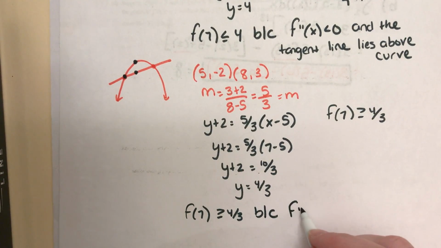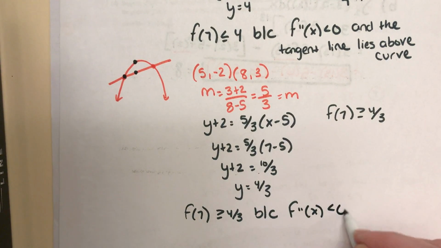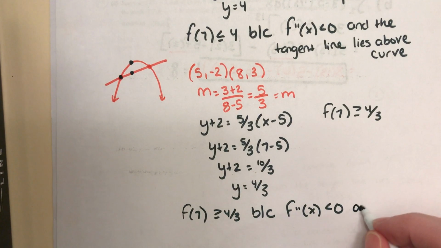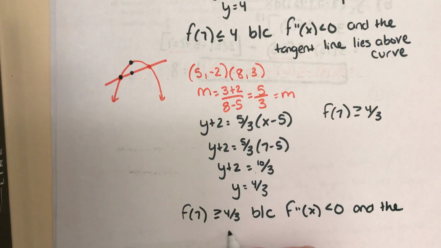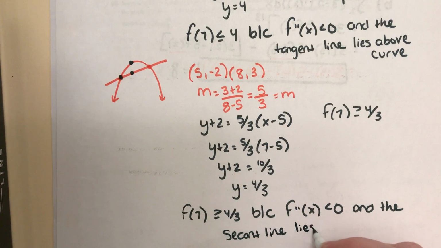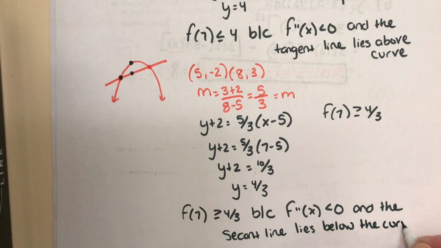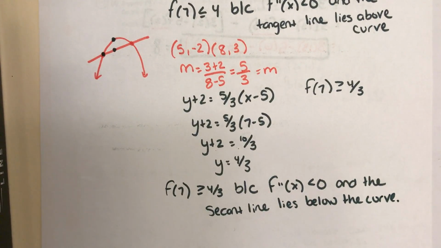So to write that out, we would say f of 7 is greater than or equal to 4/3 because the second derivative is negative, or concave down, and the secant line lies below the curve. Okay, so that concludes the explanation for that FRQ.